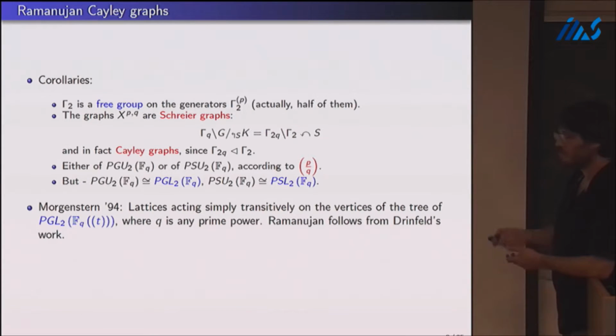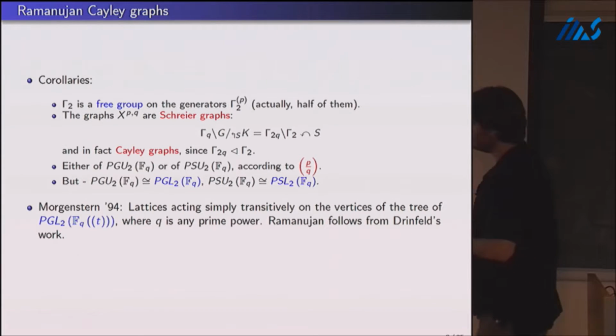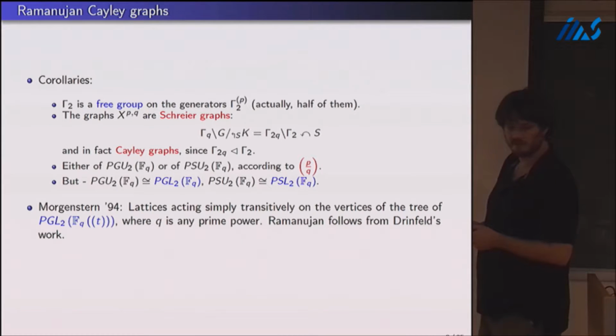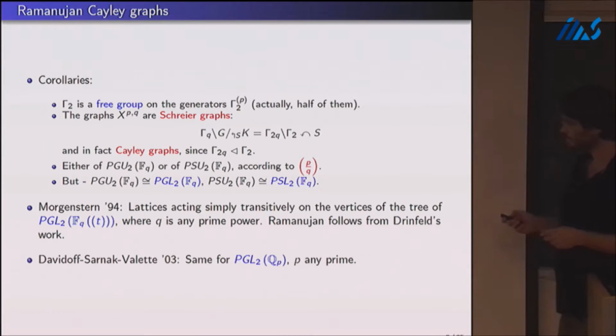And then to get Ramanujan for these things, he replaces the Ramanujan conjecture by Drinfeld's work on the analogous properties in positive characteristic. And then a few years later, Peter with Davidov and Valette came back and did the same thing for PGL2(Qp), where p is any prime. But I think you didn't have prime powers, right? Only primes. But you did do 3 and 2 mod 4.